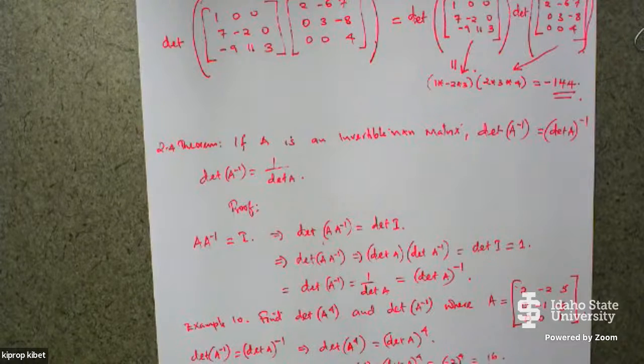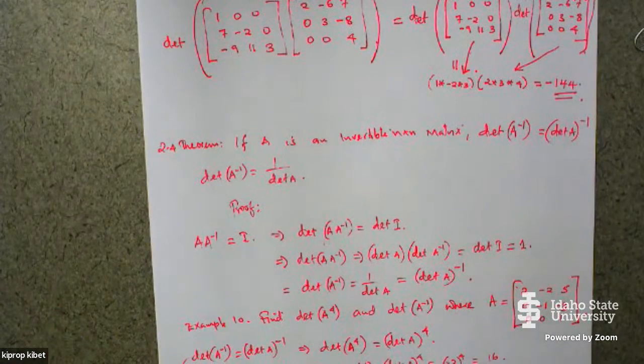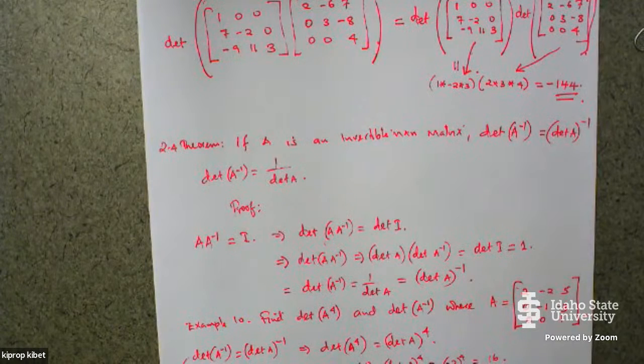Now, what about the inverse? We just do the same thing here. The determinant of A inverse is the same as 1 over the determinant of A, and the determinant of A is -2. So when you invert this, it is -1 over 2.